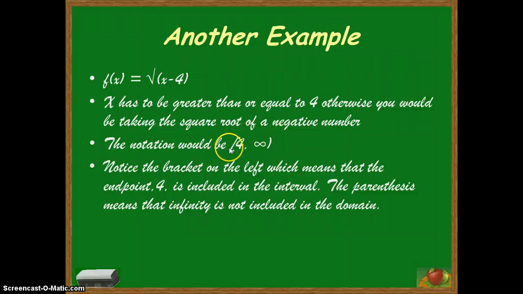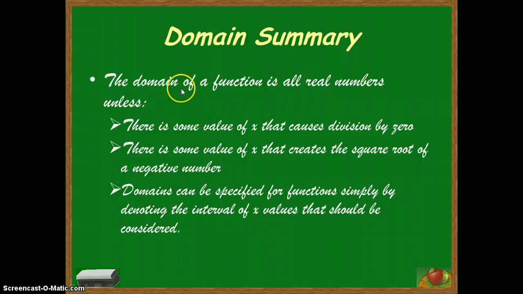The notation here would be 4 comma infinity. Notice the square bracket to the left of the 4. This means that 4 is included, because 4 minus 4 would be 0, and the square root of 0 is 0. The parenthesis means, of course, infinity is not included. Can't reach infinity, so it can't be included. The domain of a function is all real numbers unless there's some value of x that causes division by 0, or creates the square root of a negative number, or sometimes they simply specify a certain domain, and that would be whatever the domain is in this particular problem.